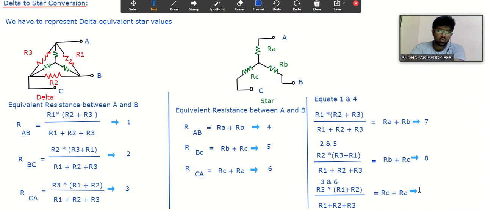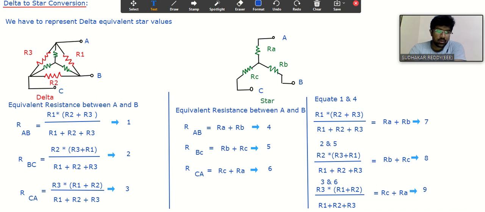Once you have understood up to these equations, indirectly what we are doing here is finding the expressions for the star values, that is RA, RB and RC, in terms of delta values. But if you equate these, we are not getting only RA, we are getting RA plus RB, RB plus RC, RC plus RA. But I want the value of only RA in terms of R1, R2 and R3, and similarly RB in terms of R1, R2 and R3.